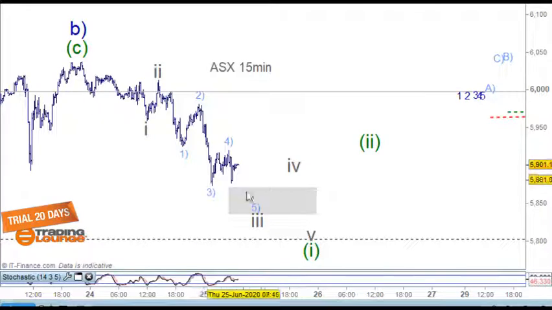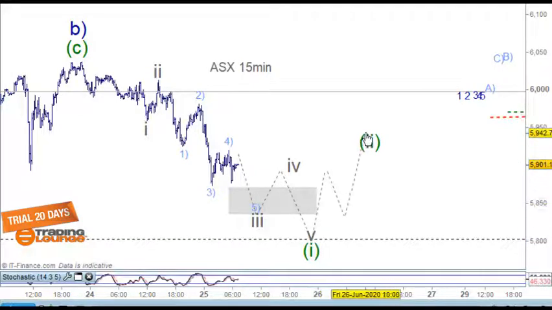I think that we've still got a little bit more to go down in this space, a drop into here, and then down into here. And it's this ABC pattern here that we're looking for. In the bigger picture, this little area here is the 50-60% retracement level from wave A to wave B, so that could play out here for that third wave quite strongly.